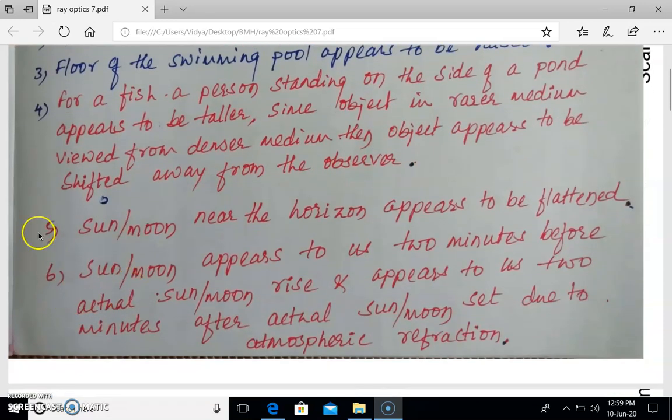The fifth one, the sun or the moon, when they are near the horizon, either east or west, both appear red in color as well as large in size, that is what we call flattened. Sun or moon near the horizon appears to be flattened because of atmospheric refraction.